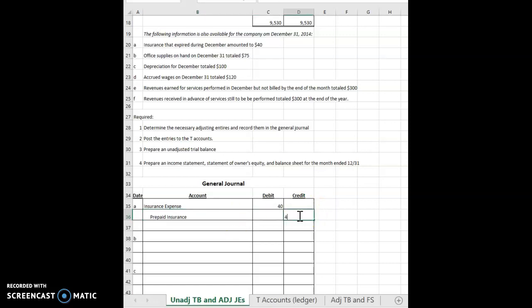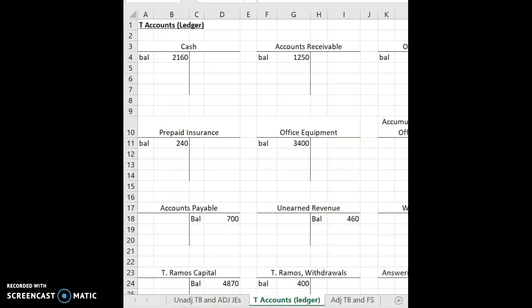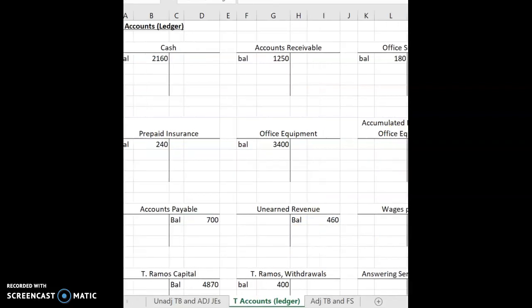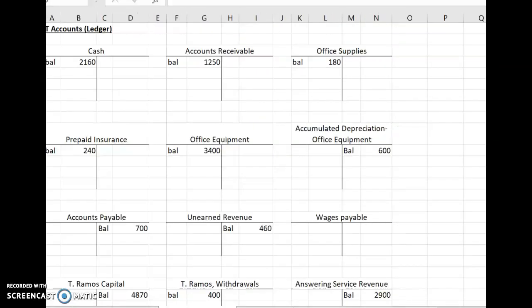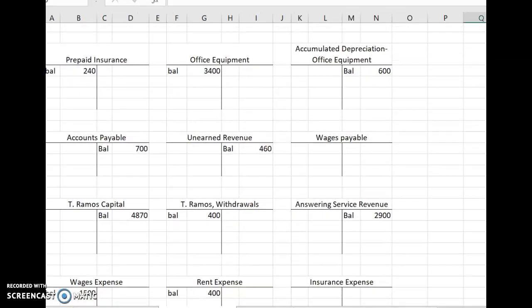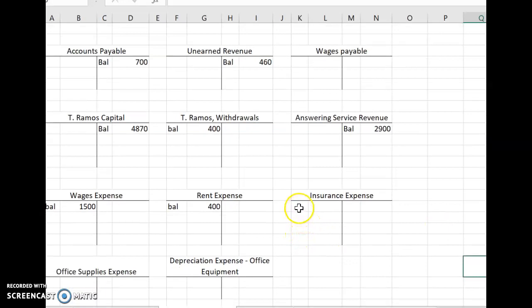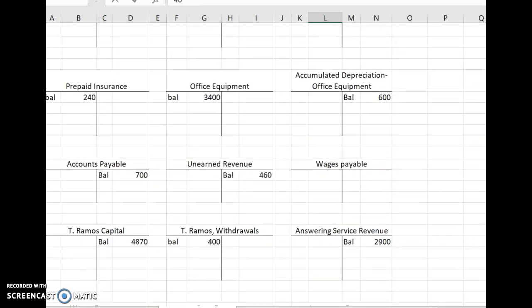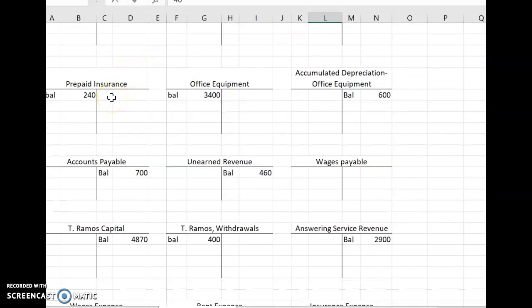And I'm going to go ahead and post this to the T account. Okay, so in our T account, we are going to debit insurance expense for $40, and then we're going to credit our prepaid insurance. So it did have a balance of $240. Now, when we credit it for $40, it has a balance of $200.